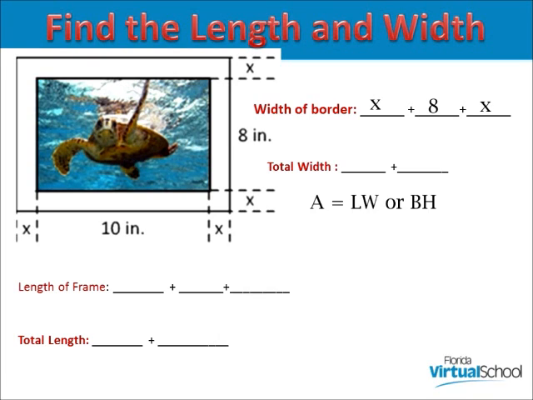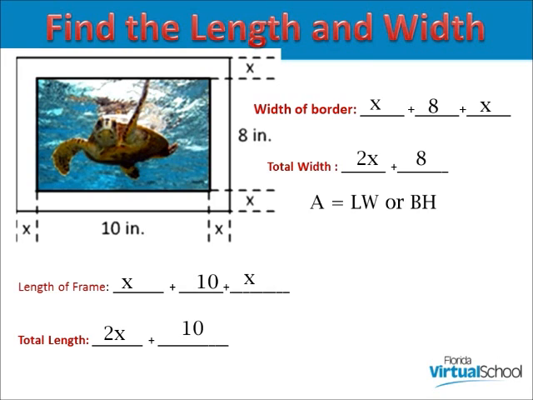And to get to this next step, all we need to do is combine our like terms. We've got X and X, that gives us 2X. And then we have 8, that gives us 8. All right, so now we have our total width. I'm sure you guys can figure out our total length, but I'll fill it out here for you. We got X, and we got 10, and we got X. We fill that in together, and we get 2X plus 10.